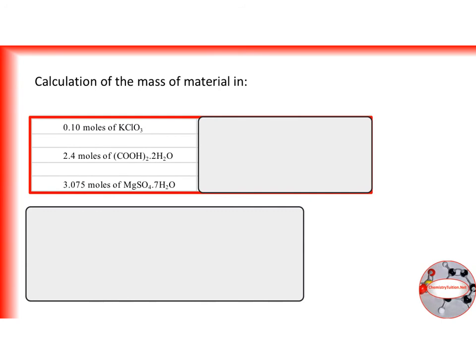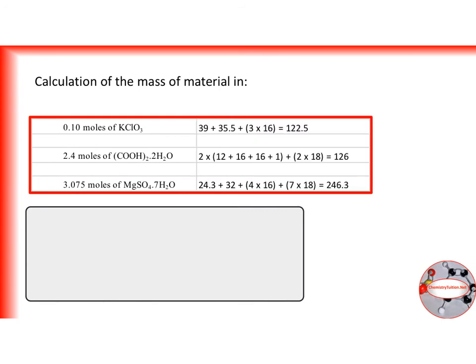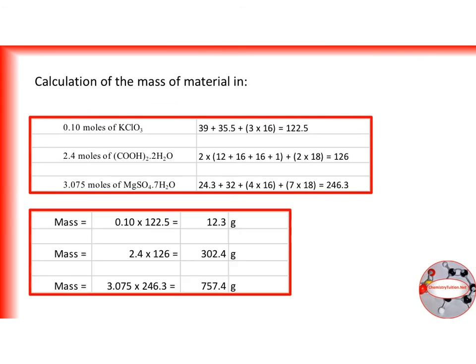First of all, let's show the relative formula mass for those substances. There you go. Hopefully you managed to get those okay. And here we go with the final answers. What we're going to do is times those number of moles by the relative formula mass that I've just worked out. And when we do that for each one, we get those answers there.